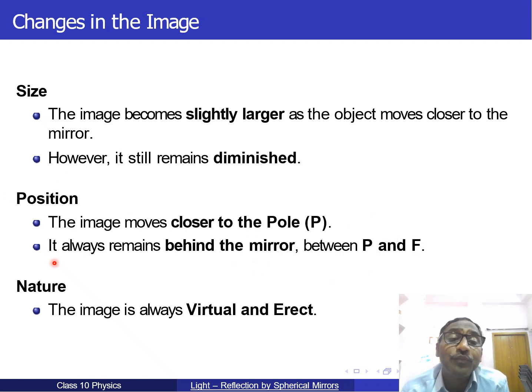So position of image: the image moves closer to the pole P. It always remains behind the mirror between pole and focus. Nature of the image: the image is always virtual and erect.